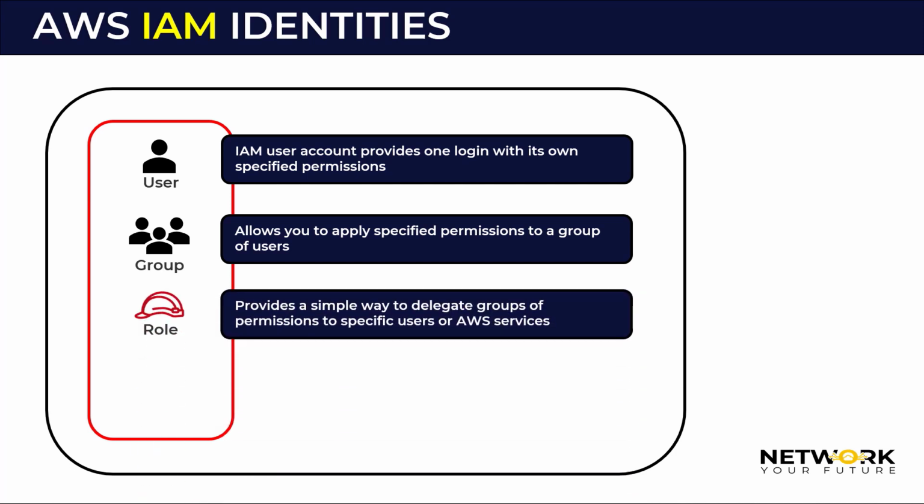IAM roles fulfill a unique and powerful niche in the identity and access management landscape. Instead of assigning permissions to an entity directly, roles allow an entity to be granted permissions temporarily on an as-needed basis to perform tasks. For example, you might allow a mobile app to use AWS resources, but you do not want it to save the key or the password. Or you may want to give access to resources to a user who already has an identity defined outside of AWS, such as a user who has Google or Facebook authentication.